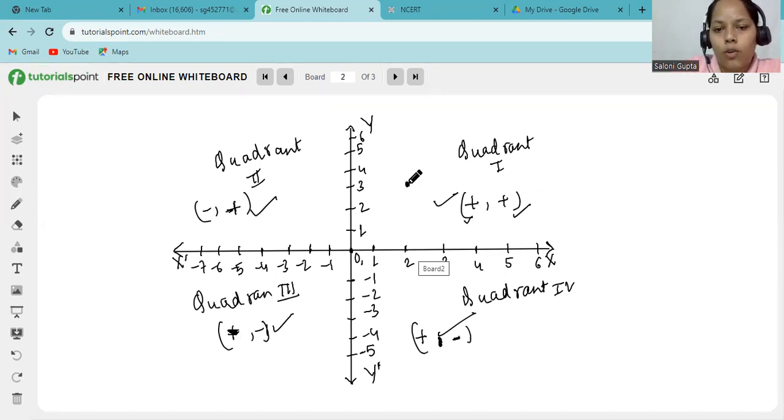Let us see how I will represent this point. On the x-axis it is 2, and on the y-axis it is 3. So I will represent it as (2, 3). This is how we locate our point on the Cartesian system. I hope it is clear what the Cartesian system is in coordinate geometry. Let us do some questions based on it.